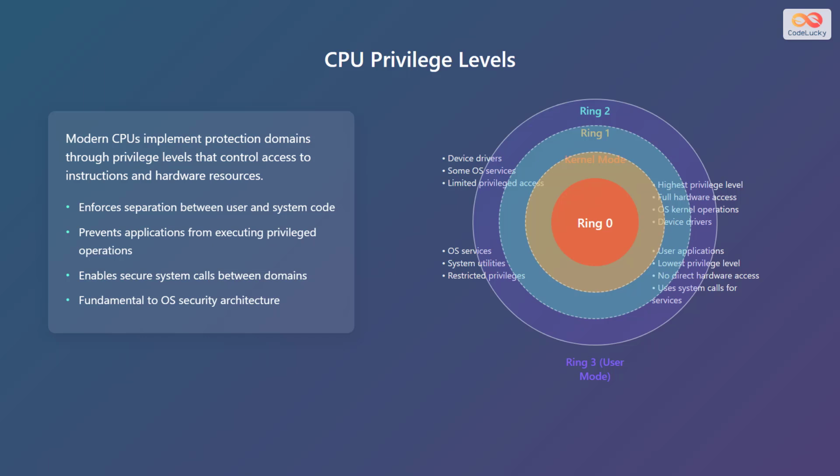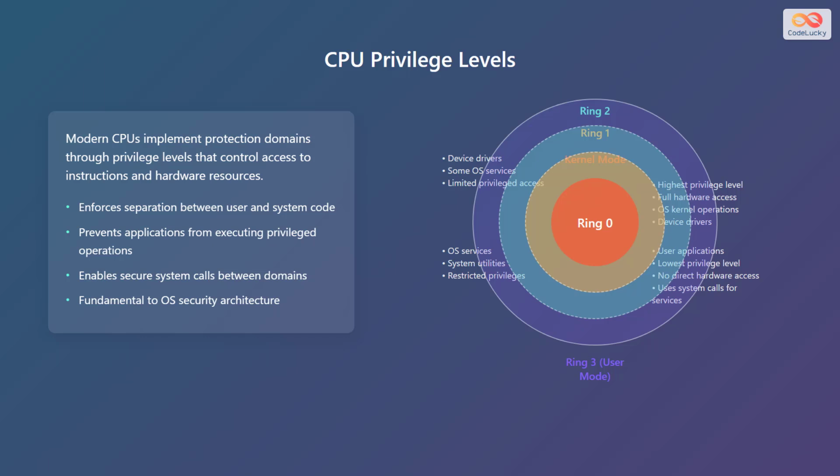Here are some key points about privilege levels. First, they enforce separation between user and system code. Privilege levels prevent user applications from directly accessing or modifying critical system resources. Second, they prevent applications from executing privileged operations. User applications cannot execute instructions that could compromise system stability or security.